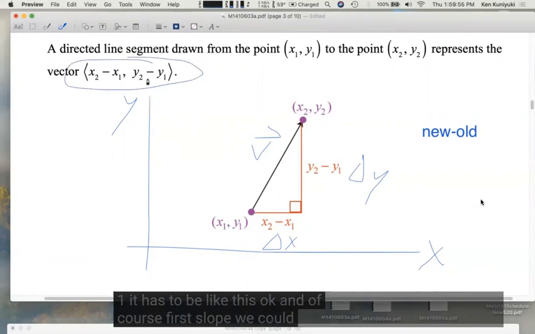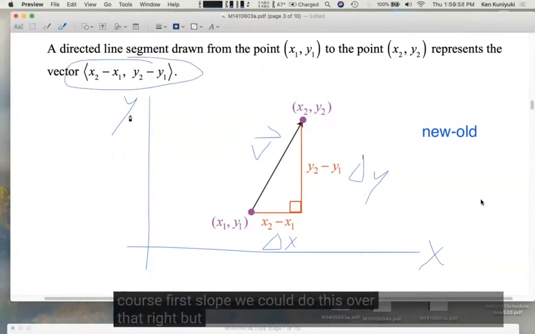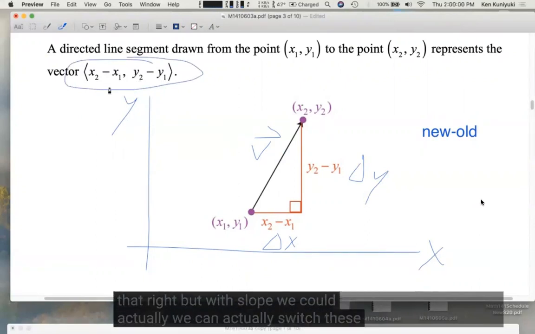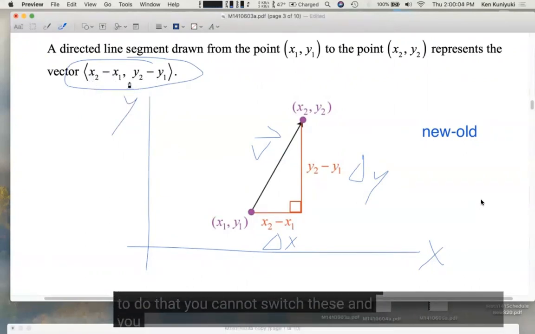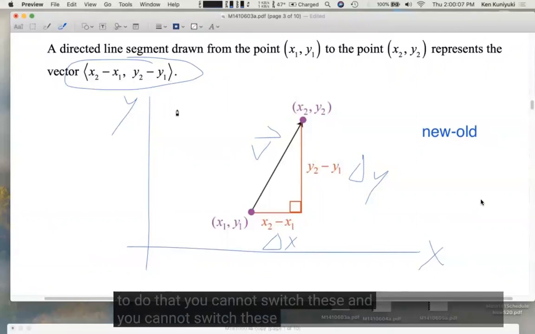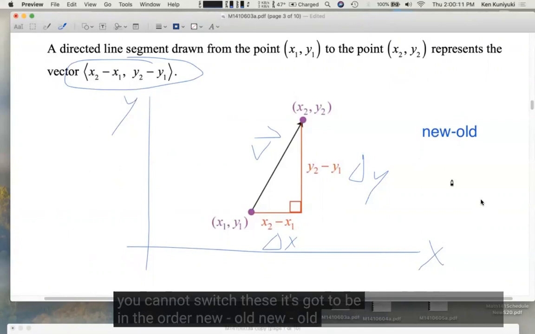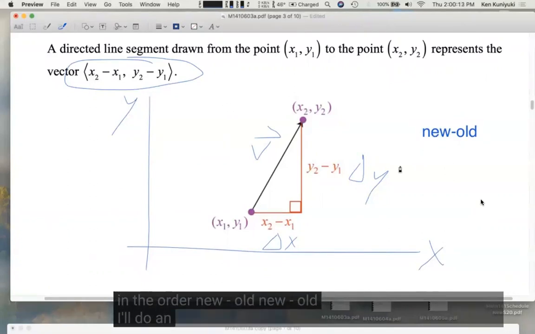And of course, for slope, we could do this over that, right? But with slope, we could actually switch these and switch these. Here, we're not allowed to do that. You cannot switch these, and you cannot switch these. It's got to be in the order new minus old, new minus old. I'll do an example of this later on.